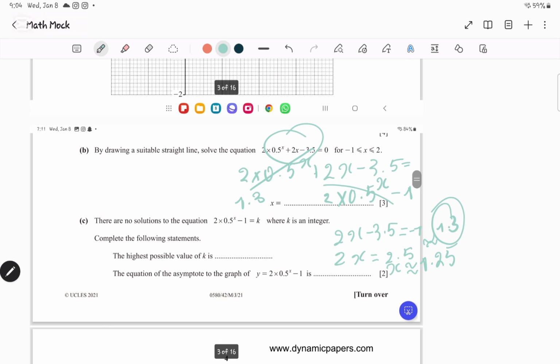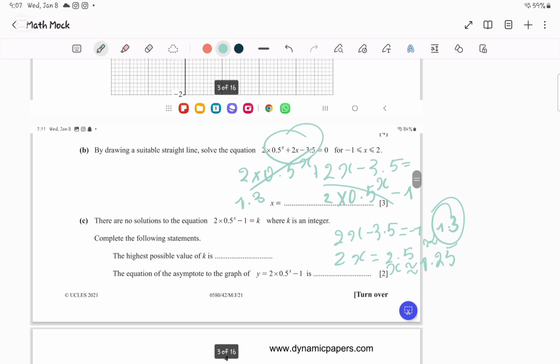Now, in C, there are no solutions to this equation where k is an integer. Complete the following possible moments. Now, the highest possible value of k is... now, since this is an exponential function, there are some rules which I don't think we've taken before, but for this case, I'll just tell you them.